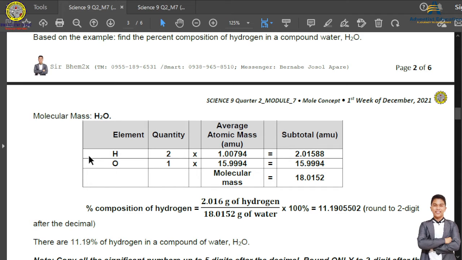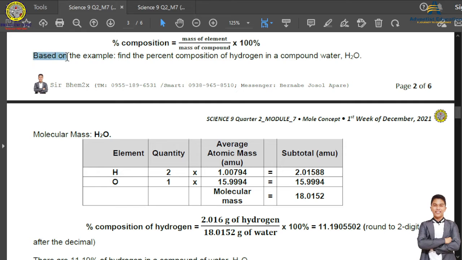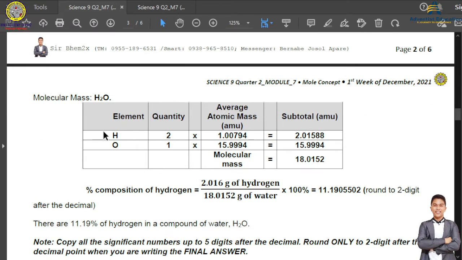Based on the example, find the percent composition of hydrogen in the compound water. Now we will first use what we learned in the last video about the computation of the molecular mass. There are 2 hydrogen and 1 oxygen in the compound water.